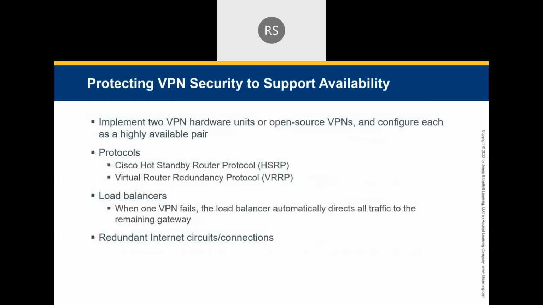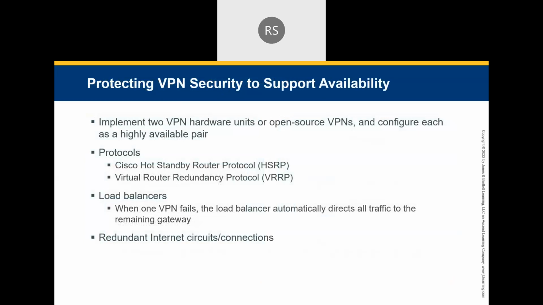You also want to ensure the availability of VPN services, and to maintain security, there are several measures that you can implement. You can implement two VPN hardware units or open source VPNs and configure each as a highly available pair. So this redundancy ensures that the VPN services remain accessible even if one of those units experiences hardware or software issues.